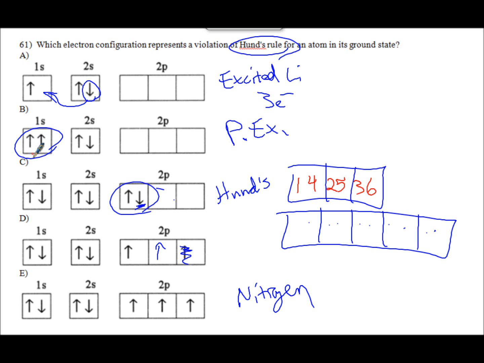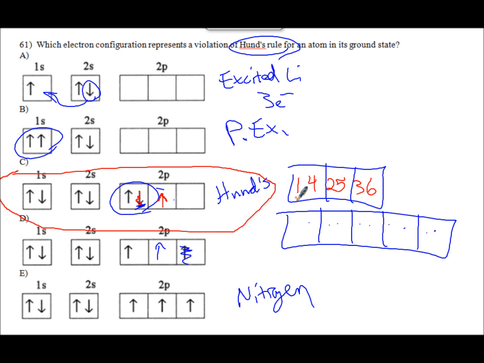B is a Pauli exclusion principle issue right here. These 2 electrons should not have the same spin. C is our Hund's rule violation. This electron should not be here. It should be in the next orbital. There we go. I'll just scratch that out. So that's why the answer is C. It is a violation of Hund's rule.